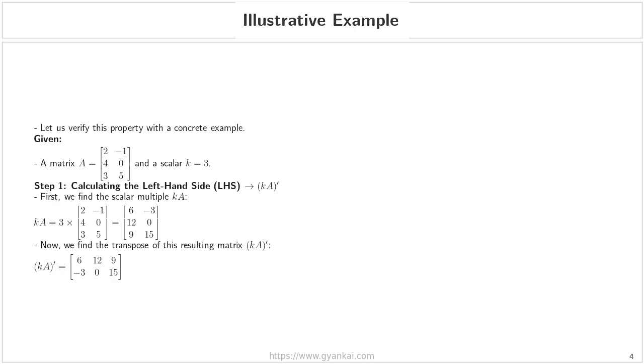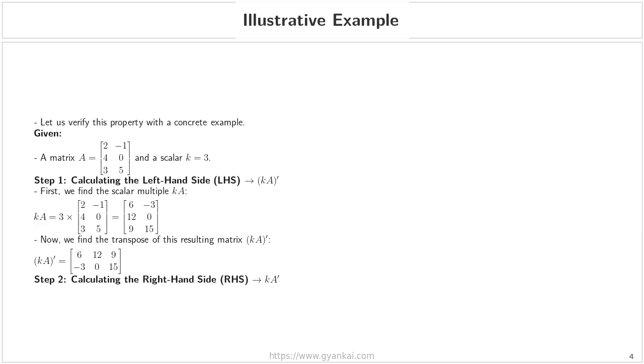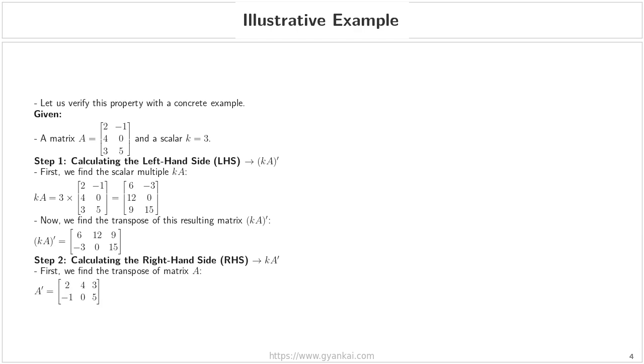Next, we find the transpose of this resulting matrix. By interchanging the rows and columns, our 3x2 matrix becomes a 2x3 matrix. The first row is now 6, 12, and 9, and the second row is -3, 0, and 15. Now, let us calculate the right-hand side of the property, which is k times the transpose of A. In this path, we start by finding the transpose of matrix A first.